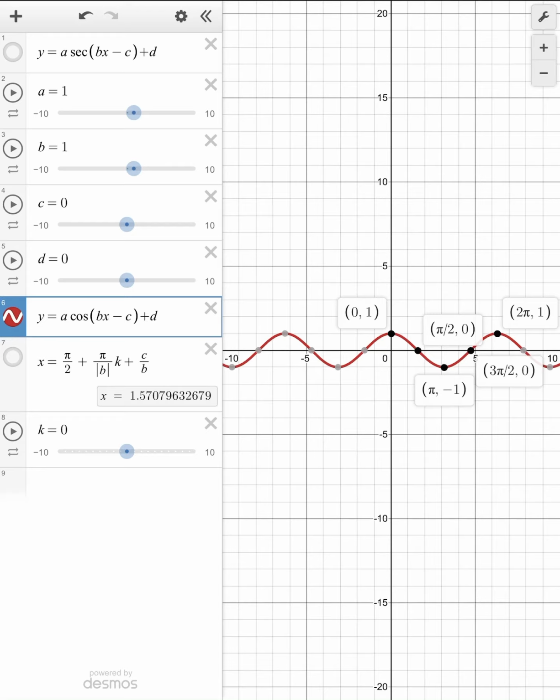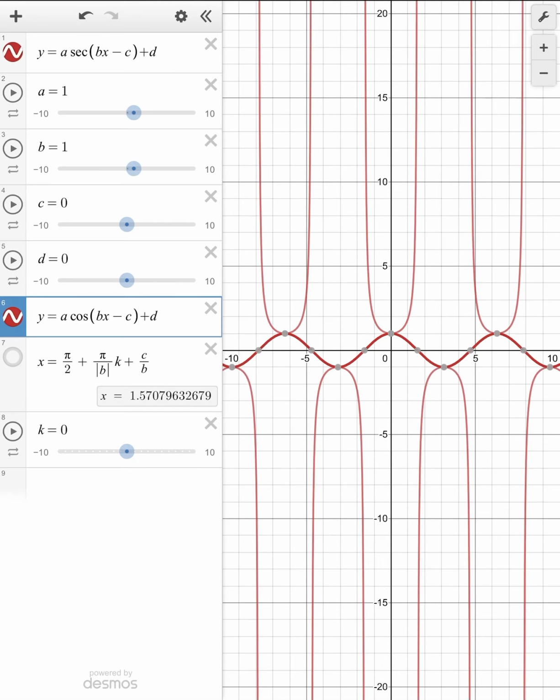So let's think about this, because we know secant is 1 over cosine. One interesting thing about the graph of secant is anywhere where I have cosine equal to 0, I'm going to get undefined on my secant graph. Let me show you what the secant graph looks like here. This is the associated secant graph that goes along with this cosine graph. And I want to show you what I'm seeing here that makes this so cool.